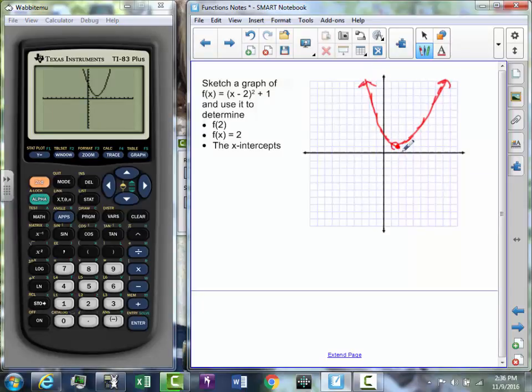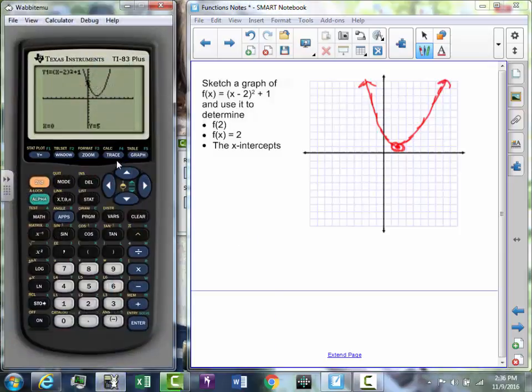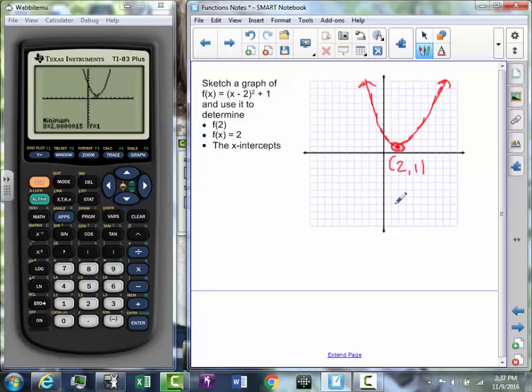Let's find that vertex. This time it's a minimum, right? Because it's the lowest value. Check out the minimum value I got. Ignore the fact that my calculator is a little strange and it gave me 215. This value right here is really 2 and 1.